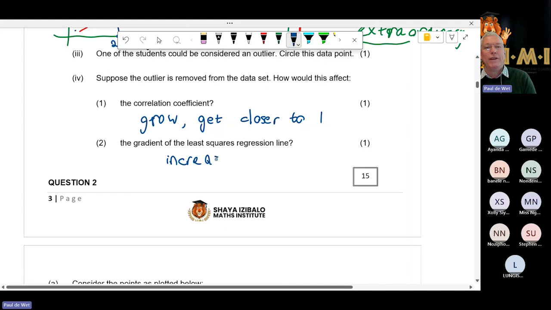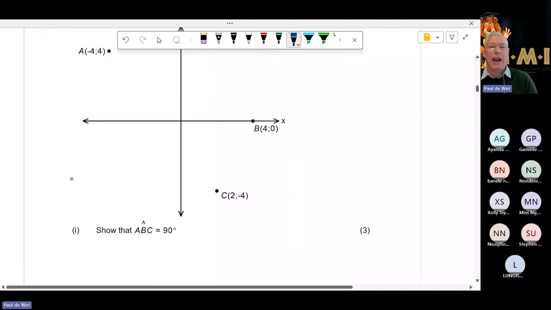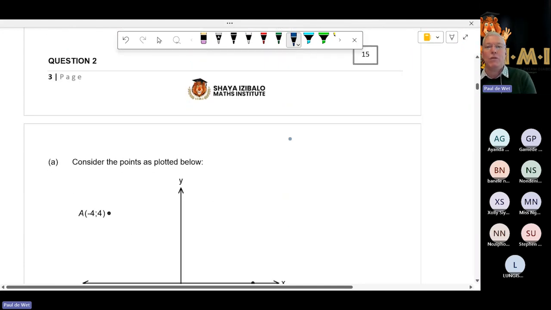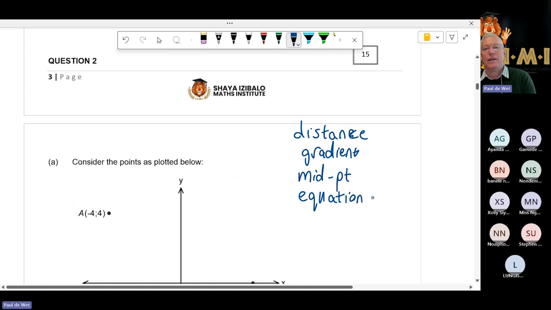Okay, now guys, we are moving on to some analytical geometry, and a quick reminder of the skills. We've got distance between 2 points. We've got gradient. We've got midpoint. We've got equation of a line. And we've got equation of a circle. And then we've got a big idea of angle of inclination.